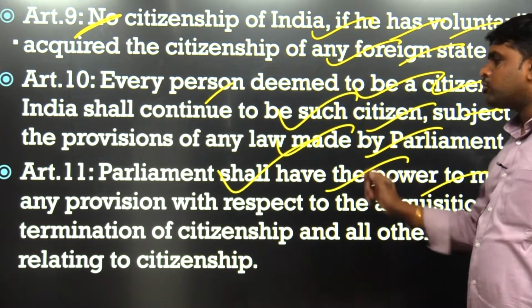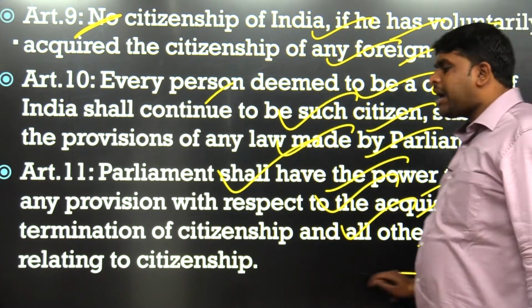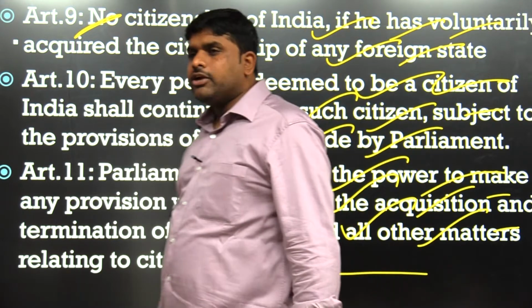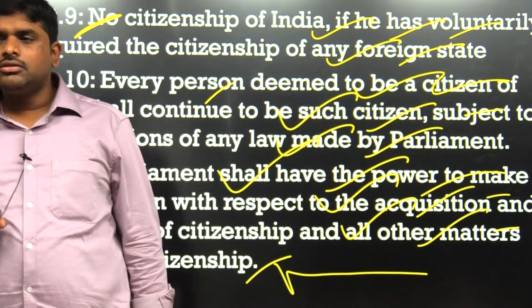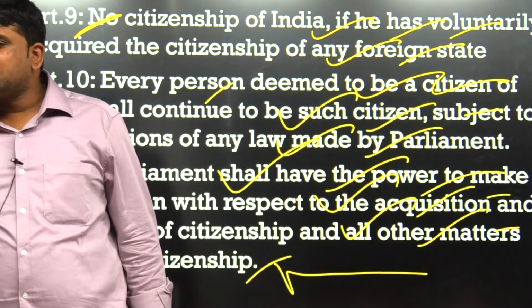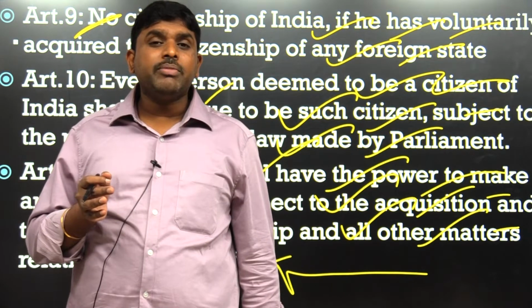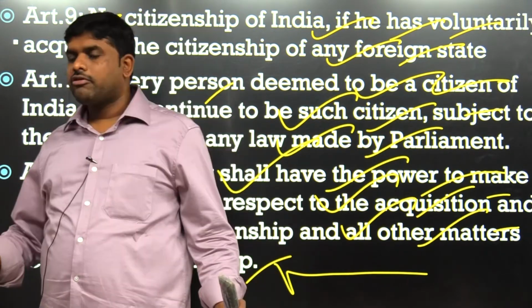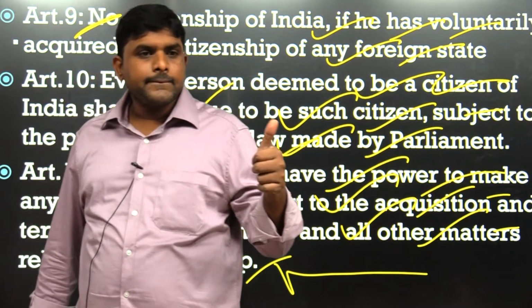Parliament shall have the power to make any provision with respect to acquisition and termination of citizenship and all other matters relating to citizenship. Any matter relating to citizenship. It might be acquisition or it might be renunciation. Any matter of citizenship. Who has the power to make the laws? Parliament. 5 to 11. Tell me, 5th article?